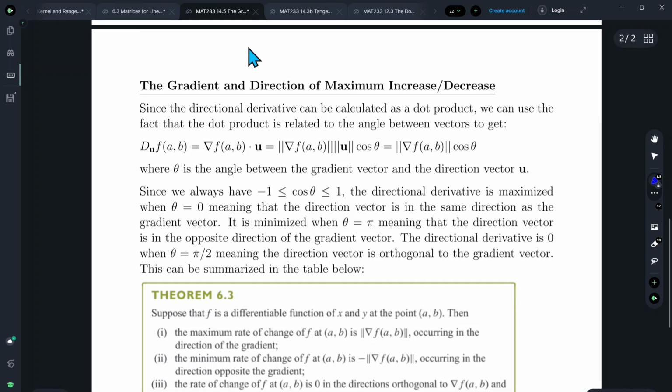Okay, so now we're going to obtain a little more information about the directional derivative and the gradient by looking more closely at the formula. We've seen that the directional derivative can be written as a dot product, exactly this dot product here, where the directional derivative is the dot product of the gradient with the direction vector.